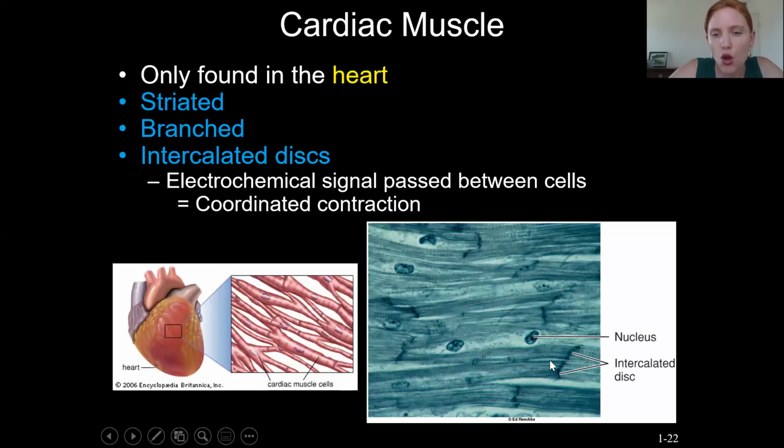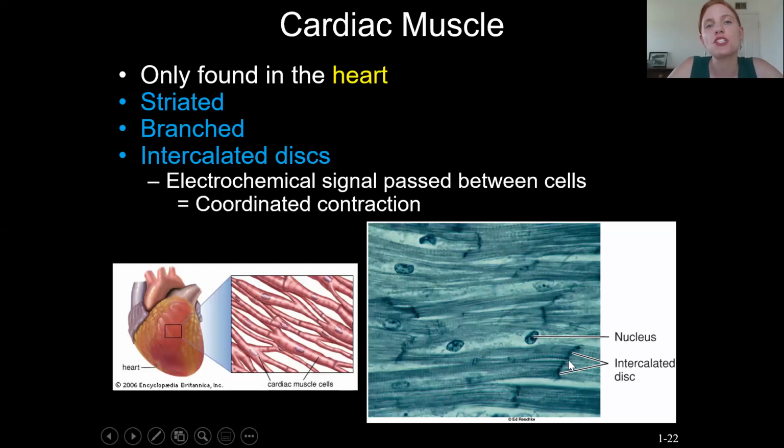Okay, so for now, we know the similarities: long cells, striated. And the differences: difference in shape, so branching instead of just long cylinders, and the presence of those intercalated discs, the special gap junctions between the cells. And remember, the intercalated discs will be the more distinct, darker lines between the cells. Okay.